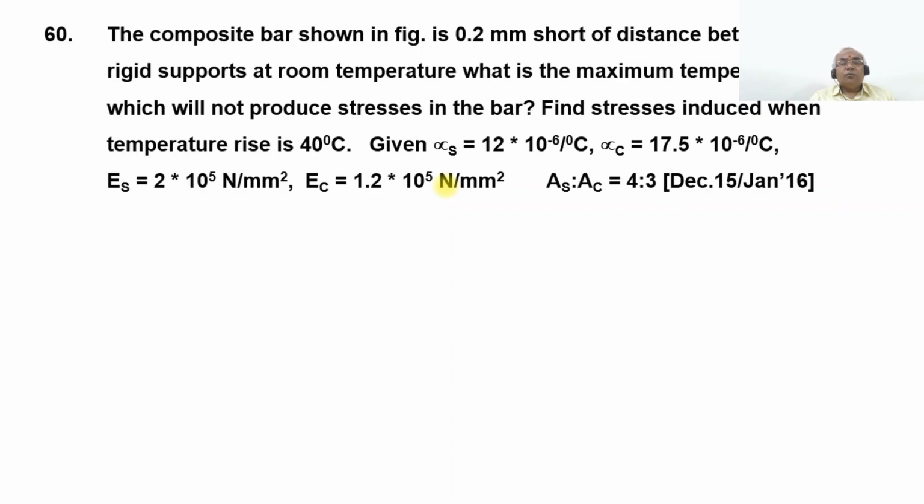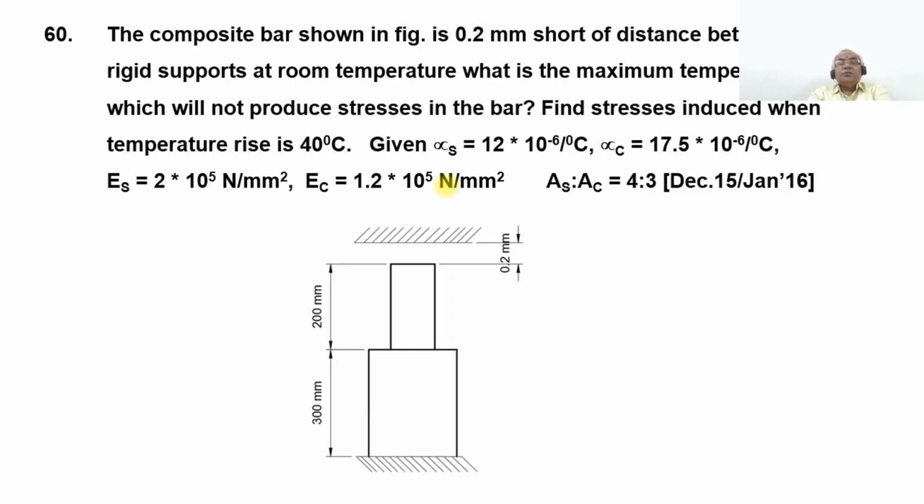So now we are going to take up one more problem. The problem number 60. The composite bar shown in the figure is 0.2 mm short of the distance between the rigid supports at room temperature. What is the maximum temperature rise which will not produce stress in the bar? So that means the 0.2 mm gap will just close and touch there. Find the stresses induced when the temperature rises 40 degrees centigrade.